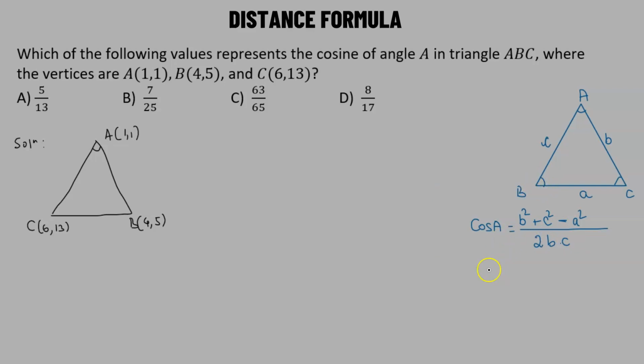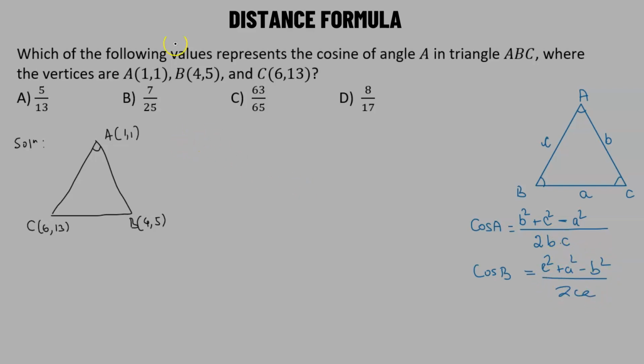Similarly, we can also find out cosine of angle B. So let me note that down. The cosine of angle B will be simply, we consider the sides adjacent to angle B. So that's a and c. We have c squared plus a squared minus b squared, divided by 2 times c times a.